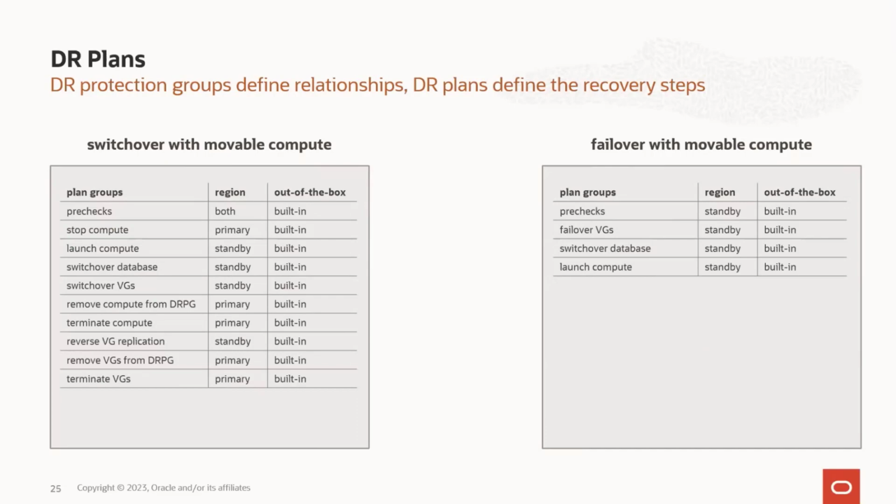See that column with the region on the left, and then I have a column region on the right-hand side there. Notice that a movable compute for a switchover does things at both the primary and the standby because everything's up. There's no problems really. Now a failover, look at that one, that's all on the standby. Everything happens on the standby because the primary region is inaccessible. So that's when you would execute a failover, and that's why it only has steps at the standby region.